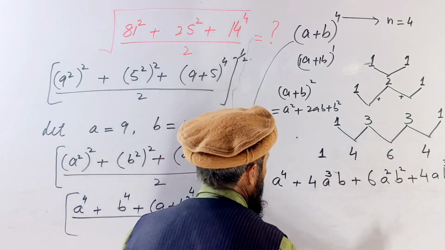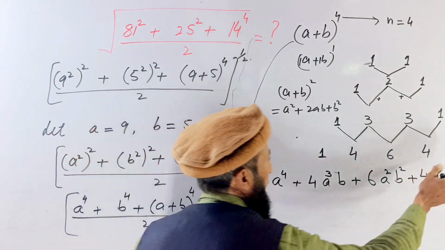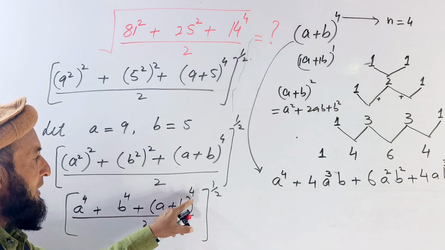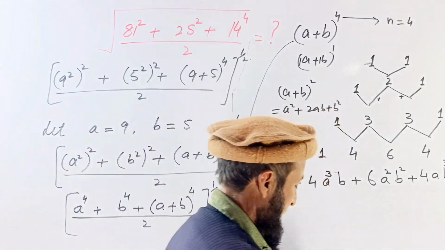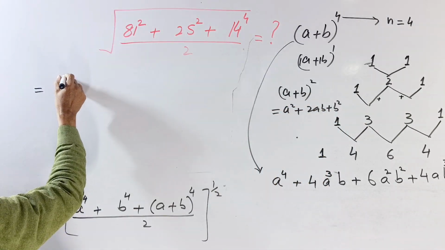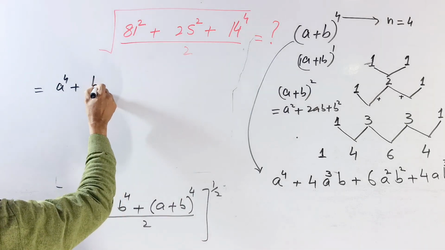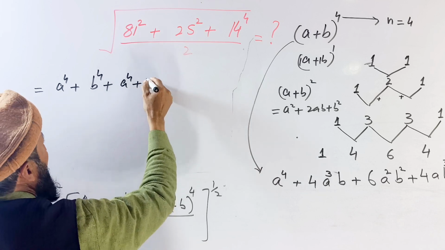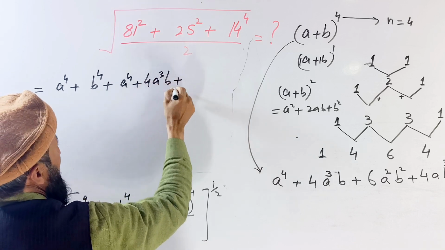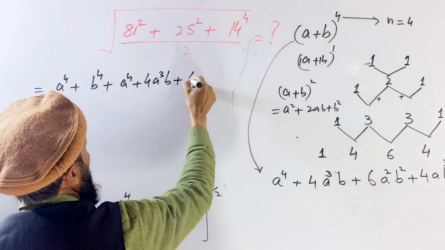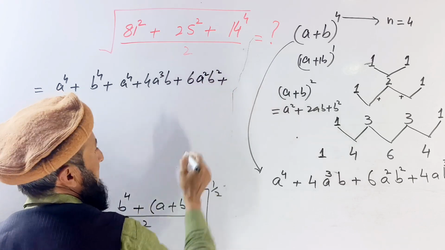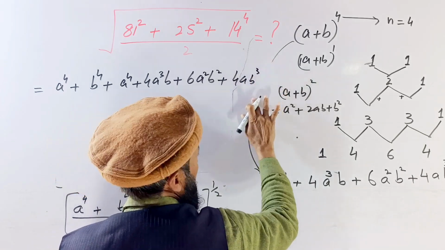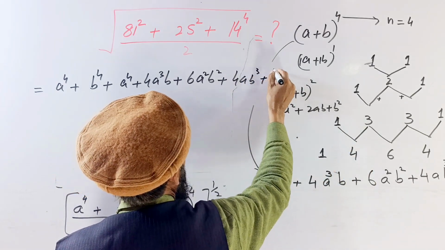According to this, the coefficient is 1, 1. Now we replace in the equation in the form of (a + b) exponent 4 with this result. Here a exponent 4 and b exponent 4, we replace this result: a^4 + 4a^3 b + 6a^2 b^2 + 4ab^3 + b^4.